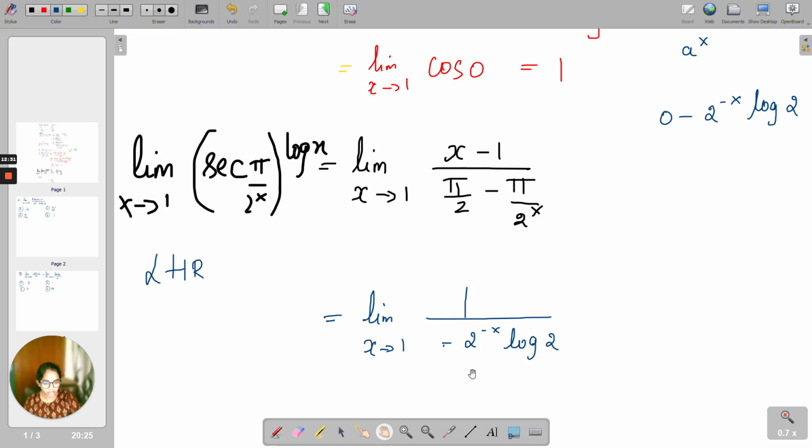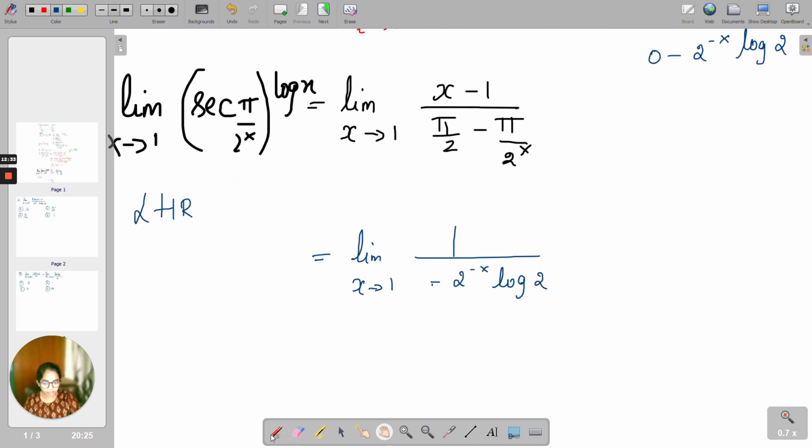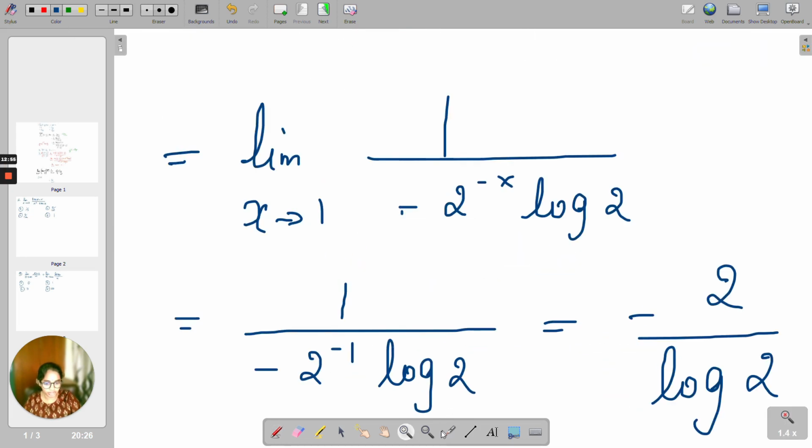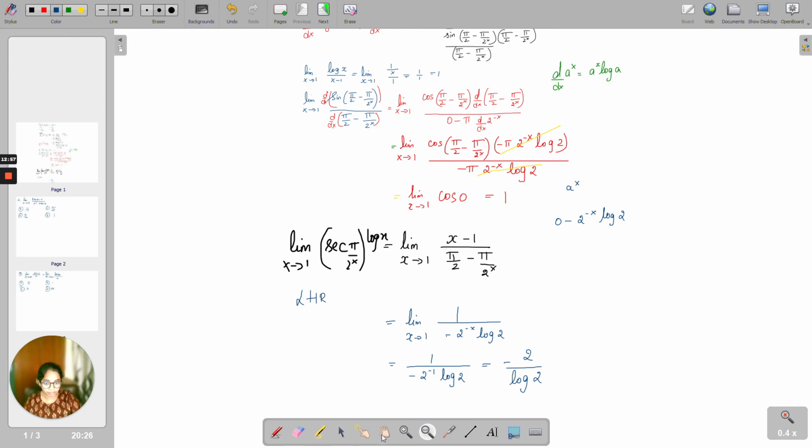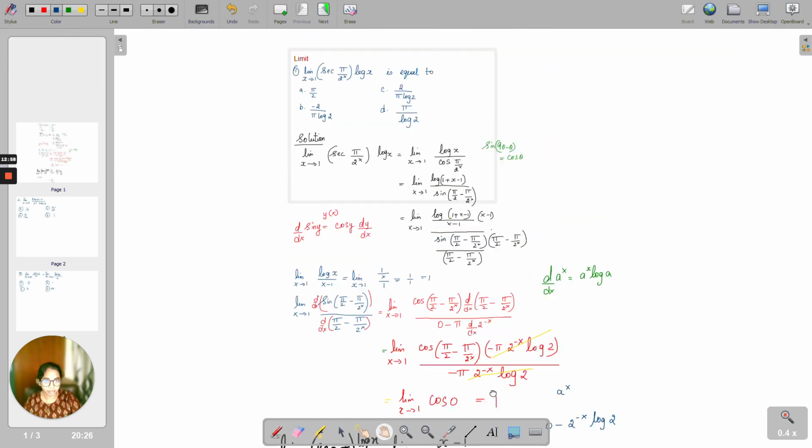So if x is 1, what would I get? I would get 1 divided by minus 2 to the power minus 1 into log 2, or this is equal to minus 2 divided by log 2. Do we have this option here? Let me check. 2 divided by minus log 2.